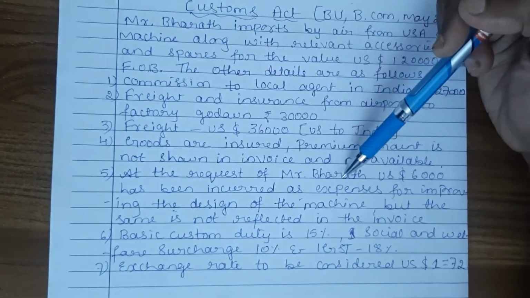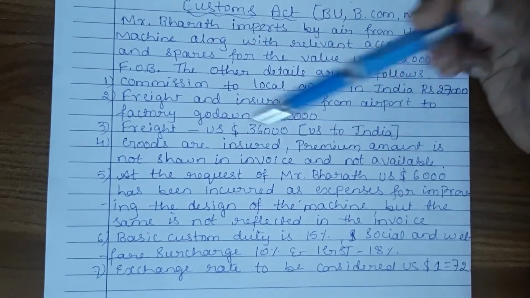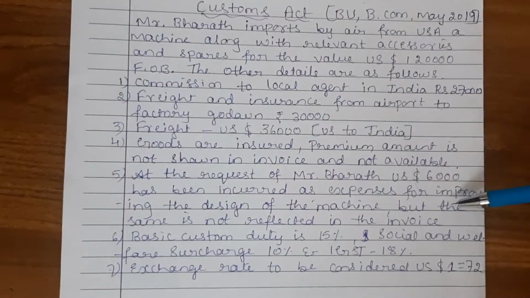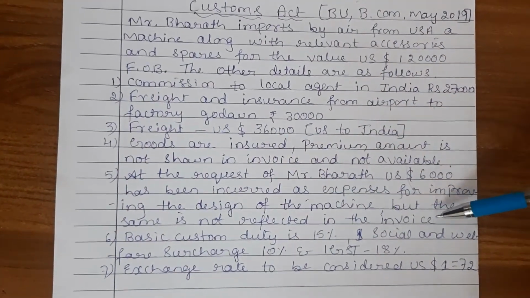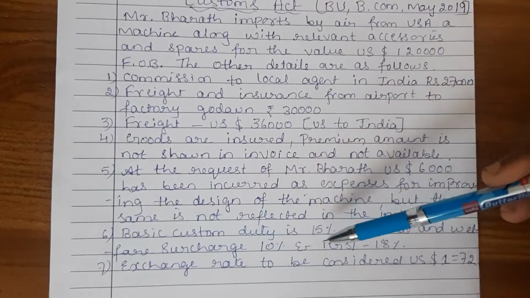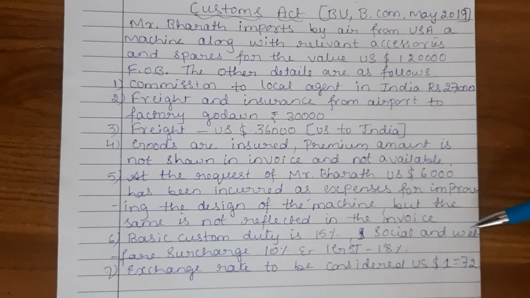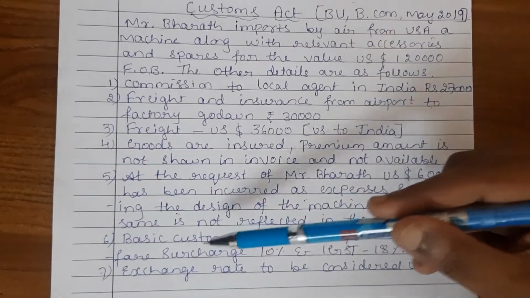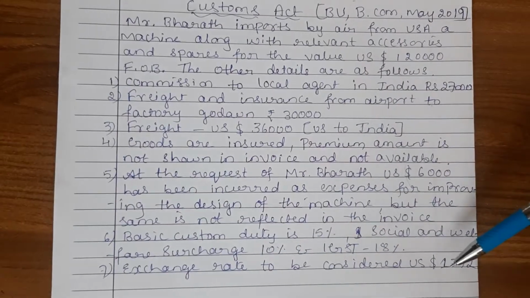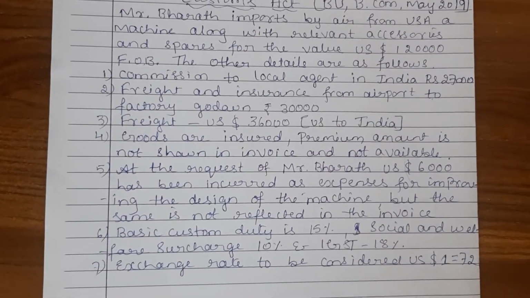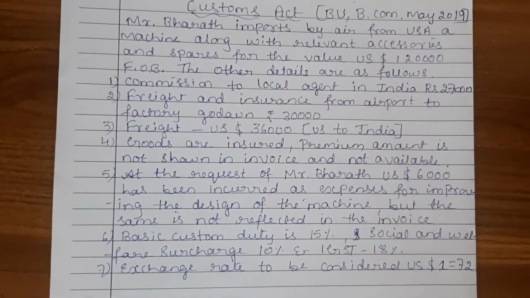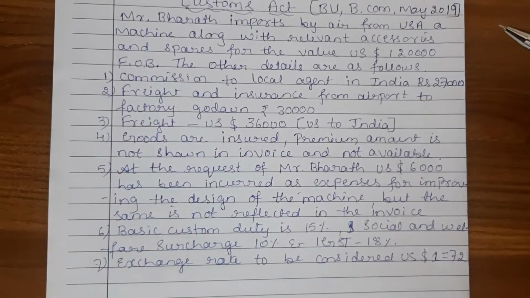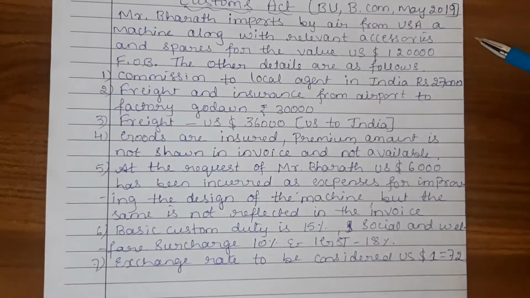At the request of Mr. Bharat, US dollar 6,000 has been incurred as expenses for improving the design of the machine, but the same is not reflected in the invoice. Basic customs duty is 15%, social welfare surcharge 10%, and IGST 18%. Lastly, exchange rate to be considered, US dollar 1 is equal to 72. So this is the problem, and it is asked for 14 marks. In this problem you have to solve both assessable value and customs duty payable. Let's solve the problem now.